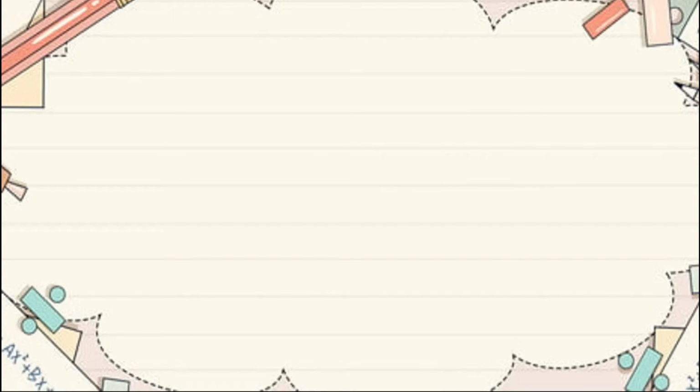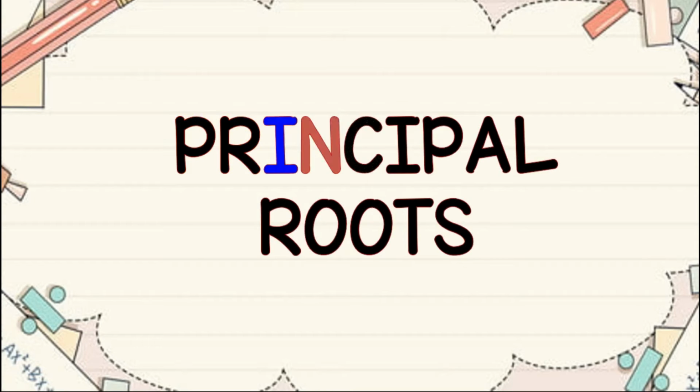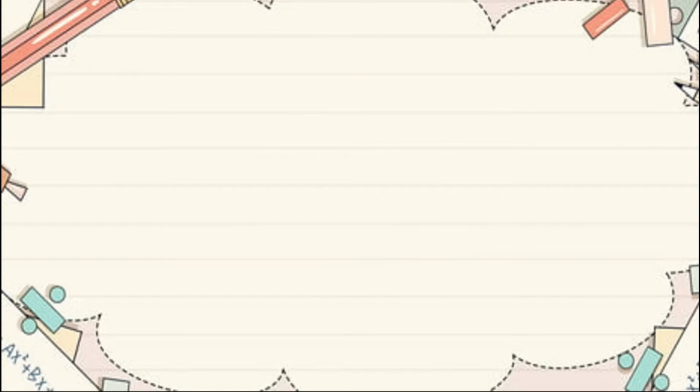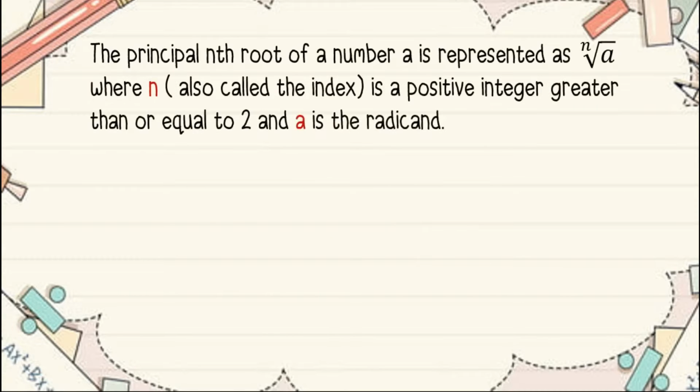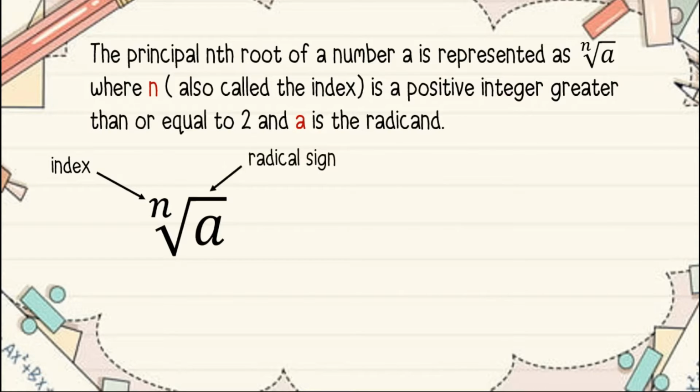Let's talk about principal roots. What does it mean when we say principal roots? The principal nth root of a number a is represented as the nth root of a, where n, also called the index, is a positive integer greater than or equal to 2, and a is the radicand. So again, we have the nth root of a. The index here is represented by n, and this is the radical sign, while a is what we call the radicand.